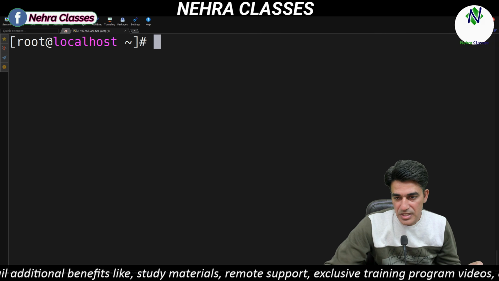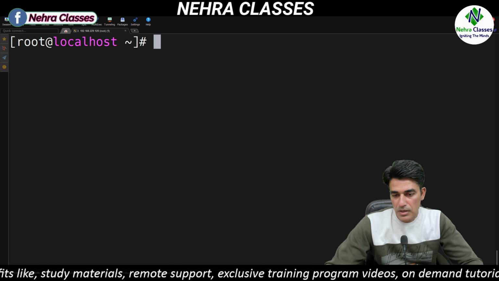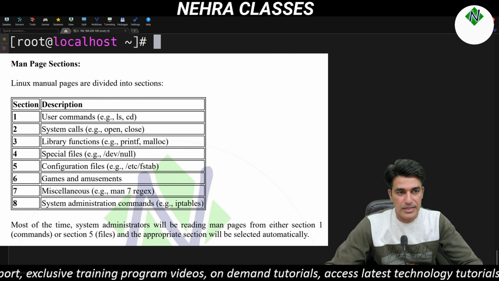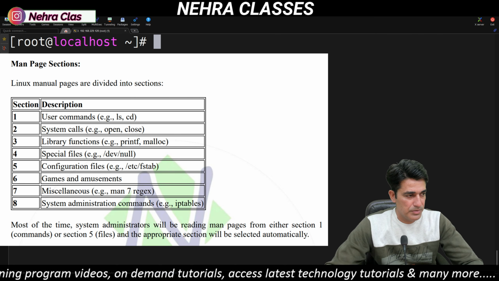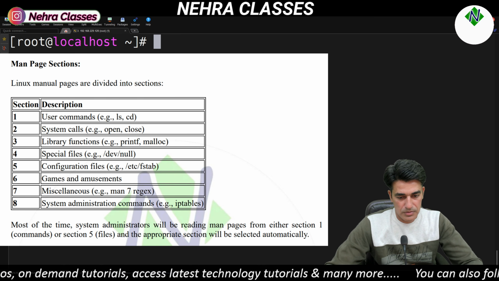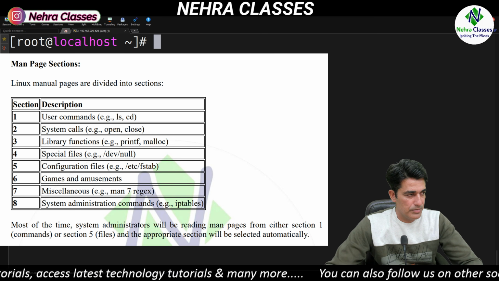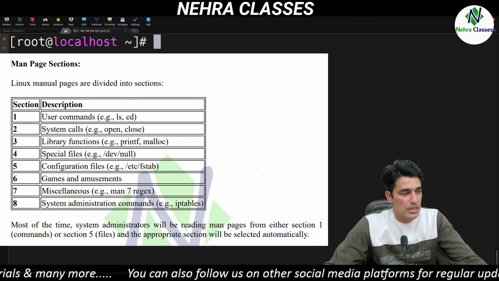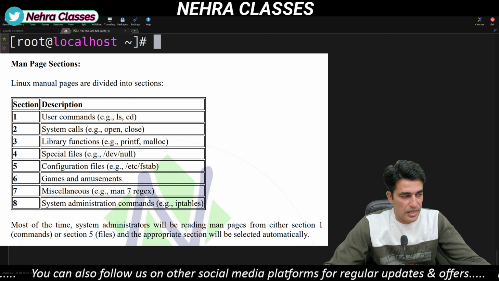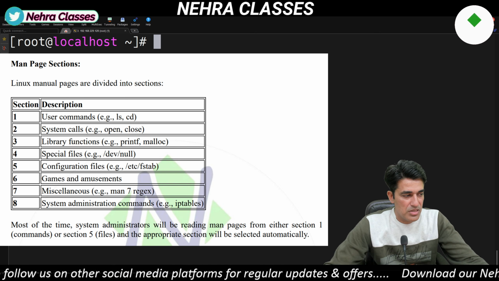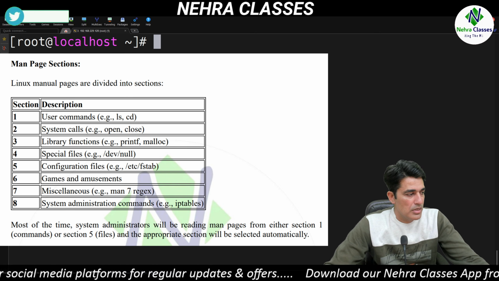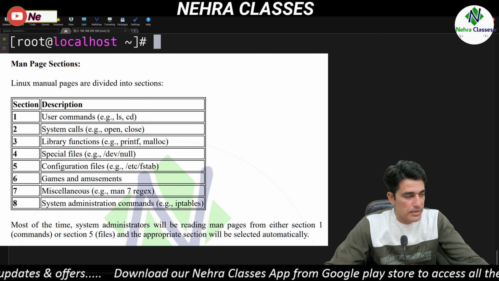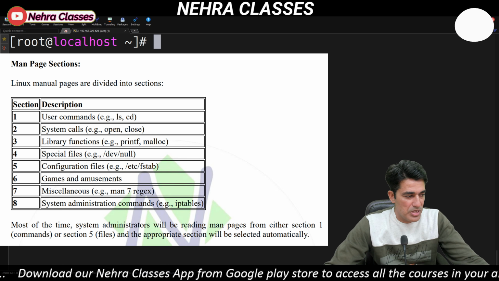Linux man pages are actually divided into a total of 8 sections. Let me show you what those 8 sections are. Have a look at this. The first section is for the user commands like ls, cd, mkdir. The second section is for the system calls like open, close. Third section is for the library functions like printf, malloc. The fourth section is for the special files.